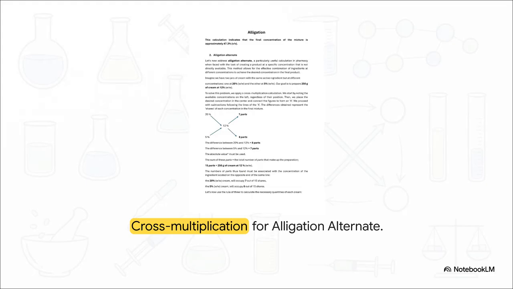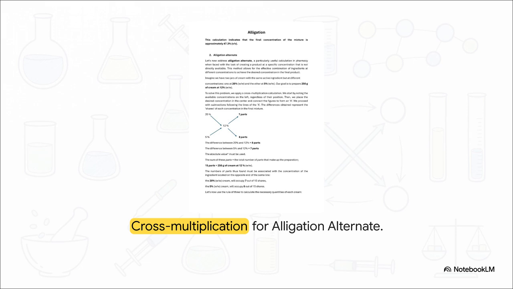The secret sauce here is this highly visual cross-multiplication method. We place the available concentrations on the left, the desired 12% in the center, and follow the lines of a giant X to subtract. It's a beautifully simple visual layout. Think of it like a tic-tac-toe board.